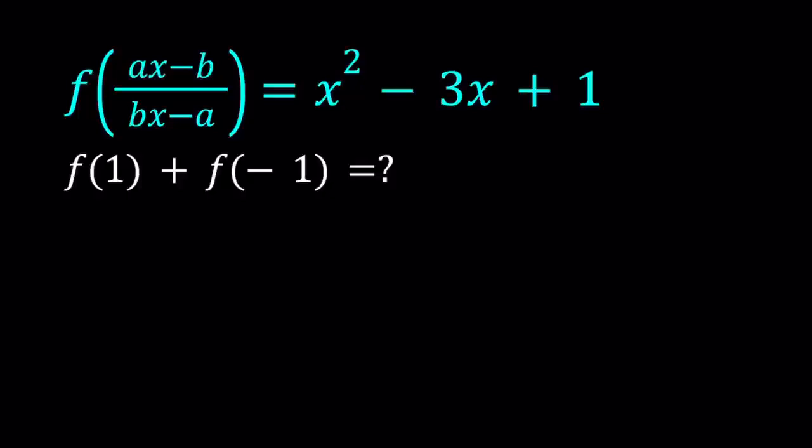Hello everyone. In this video we're going to be evaluating a function at two different points. We are given f of the quantity (ax − b)/(bx − a) equals x² − 3x + 1, and we're going to find f(1) + f(−1).